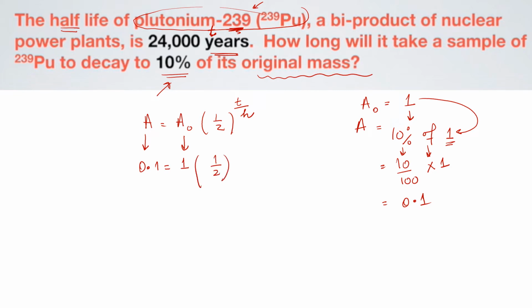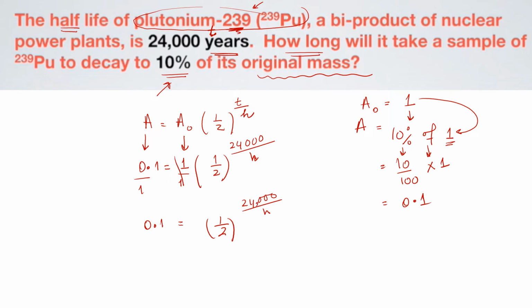Now T is the time, which is given as 24,000 years, over H. I have to find out how long it will take the sample to decay, so I have to find my H. I divide both sides by 1 to get rid of it, and anything divided by 1 gives the same value. So 0.1 equals half to the power of 24,000 over H.